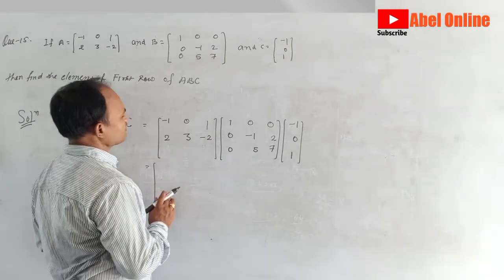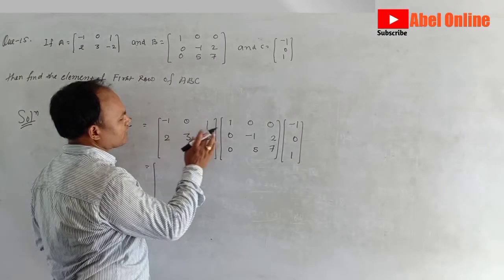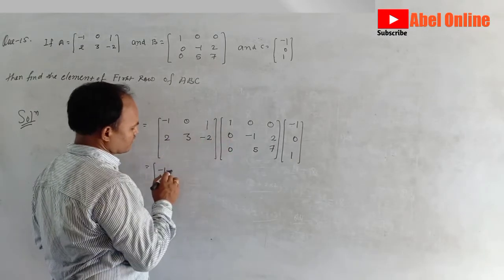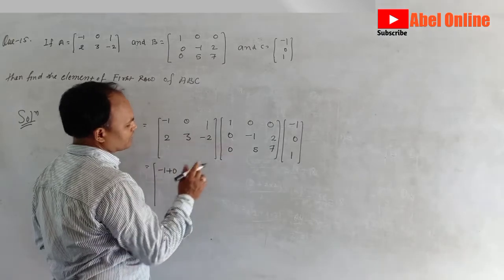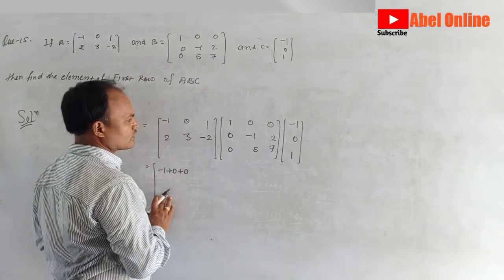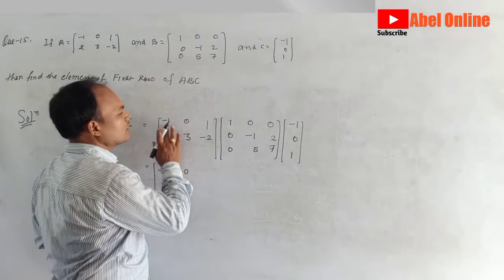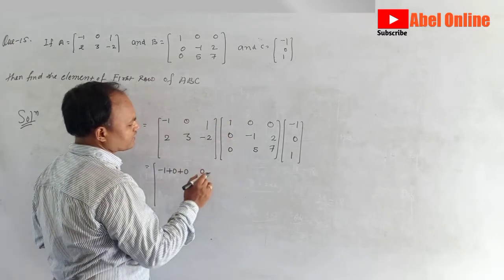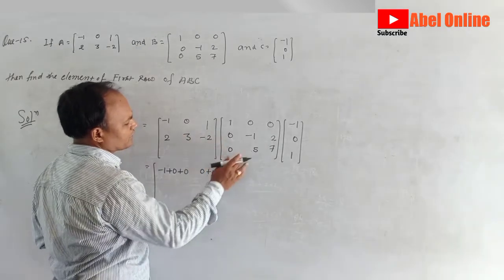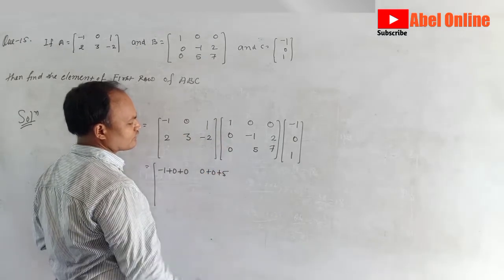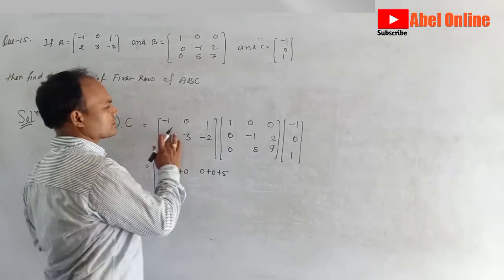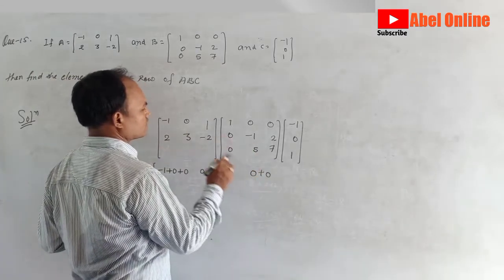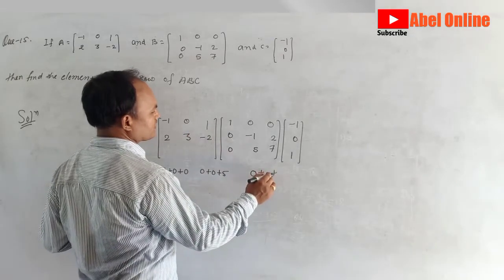What about the ABC? Minus 1 multiplied by 1, it is minus 1. 0 multiplied by 0, it is 0. 1 multiplied by 0, it is 0. Minus 1 multiplied by 0, it is 0. Minus 1 multiplied by minus 1, it is 1. 1 multiplied by 5, it is 5. Minus 1 multiplied by 0, it is 0. 0 multiplied by 2, it is 0. 1 multiplied by 7, it is 7.